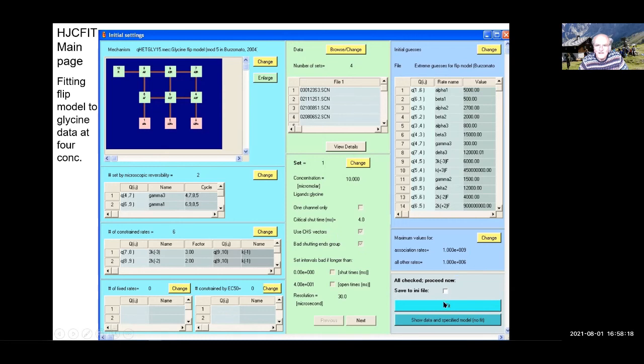So when you've all checked, you can just hit fit, or you can save all the specifications to an INI file which you can read the next time round and repeat the fit without having to enter everything. You can also treat everything in this as fixed, as your initial rate constants are actually the result of fitting. You can skip the fitting step and just show the data with the specified model. That can be useful at times.